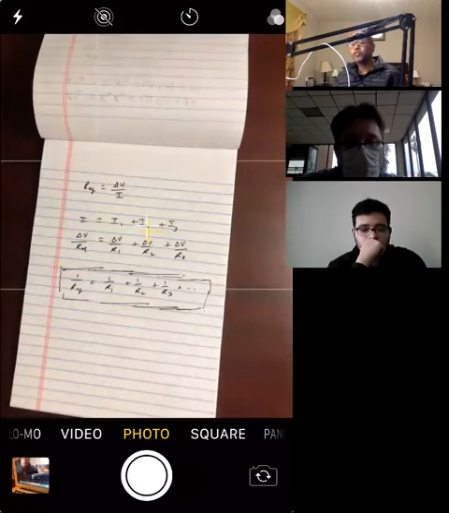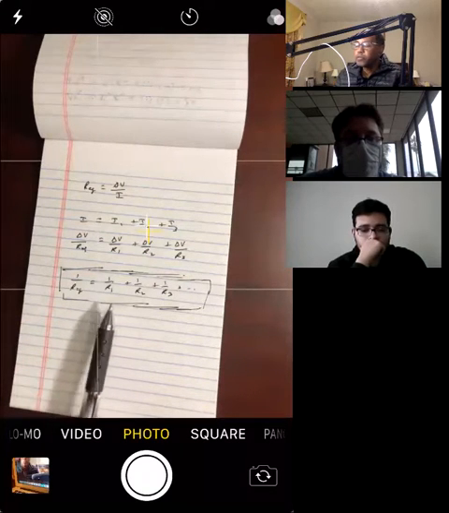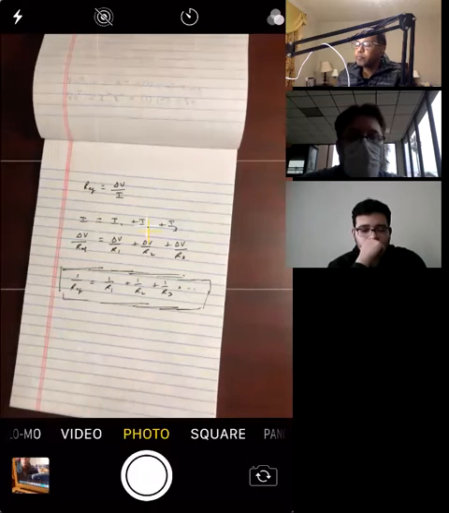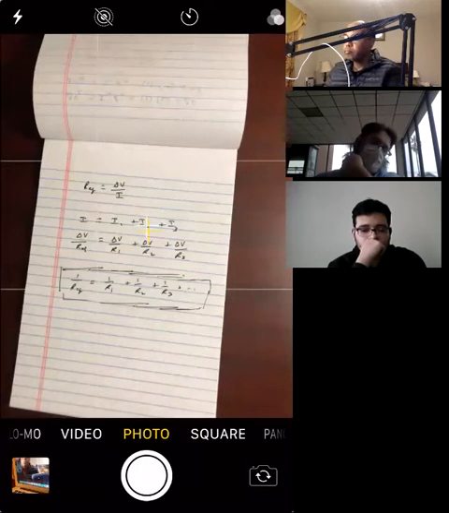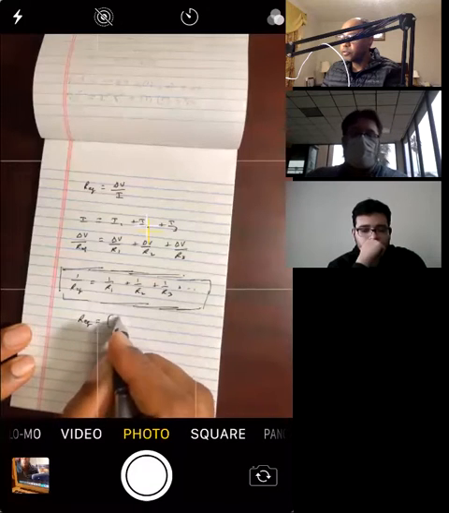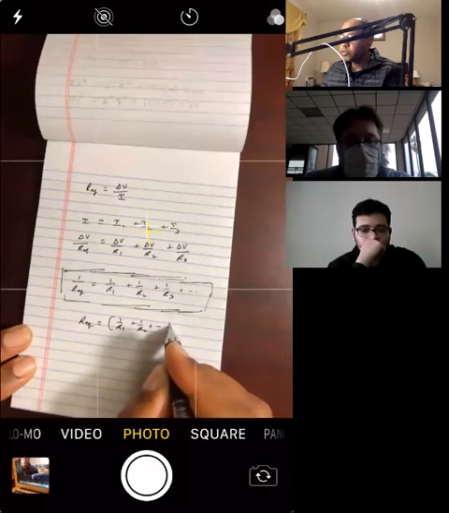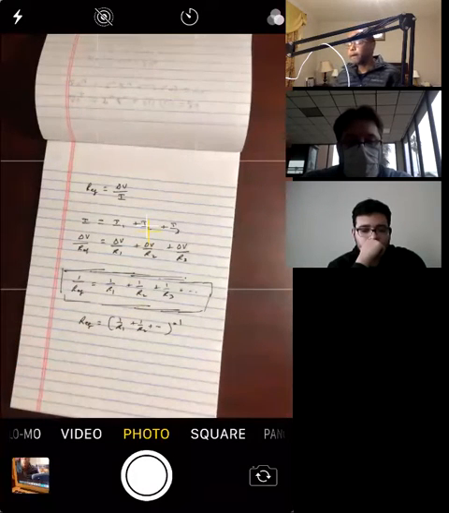You remember, for the case of capacitors, this was for series. If you want, you can write this one as follows, which may be easier to use in a calculator: 1 over R1 plus 1 over R2, and so on, to the power of -1.